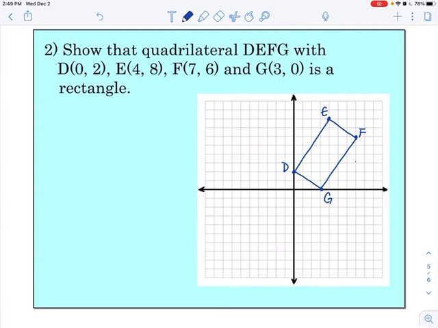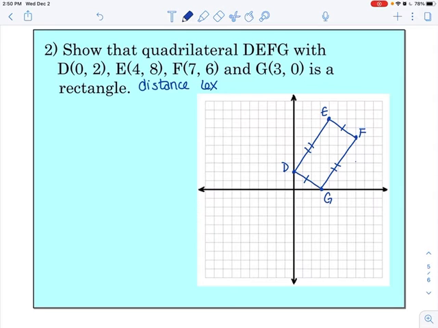Okay, so to show that this is a rectangle, again, if you scrolled back up, this means that we're going to need to use the distance formula 6 times. Why? Again, I have to show that both pairs of opposite sides are congruent. So I have to show that EF is congruent to DG. So that's distance twice. And then I have to show DE is congruent to GF. Again, that's another 2 times. So we're up to 4 times.